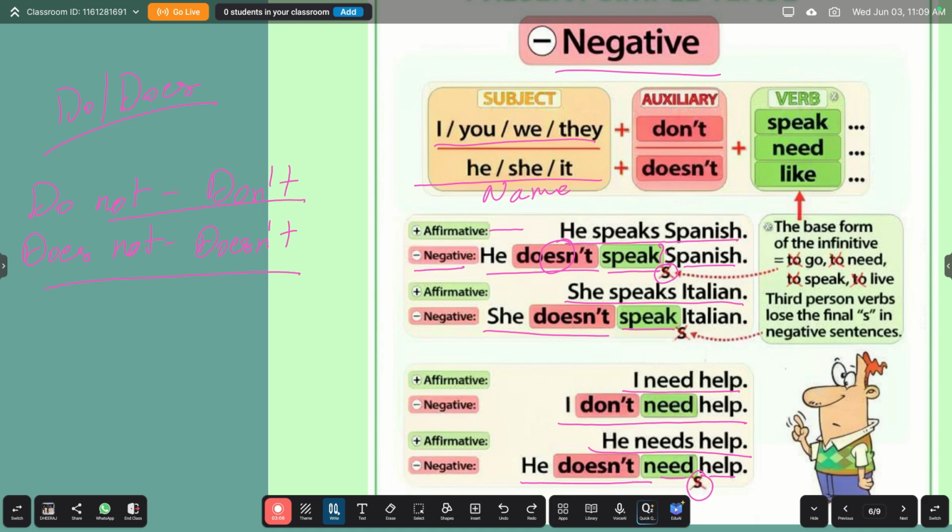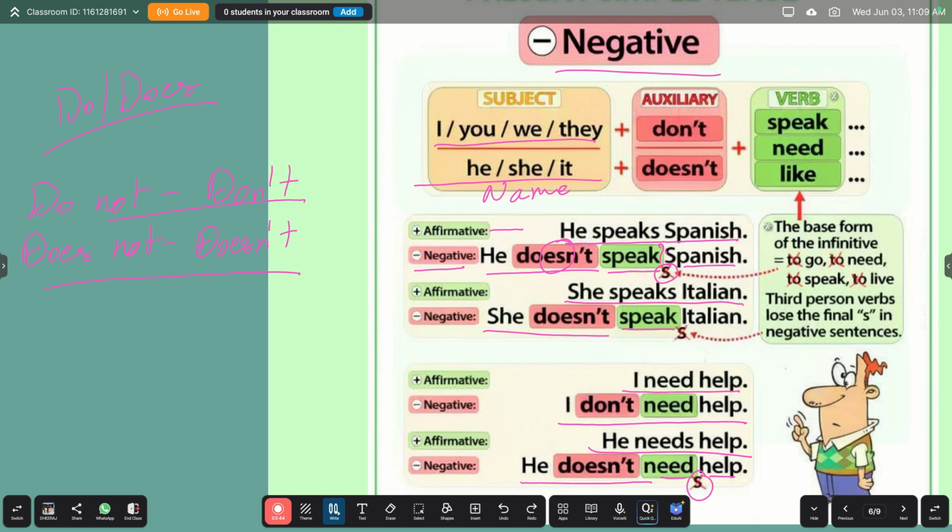Okay, so let's practice it. I speak Spanish. The positive way, but now we are talking about negative. So we'll say I don't speak Spanish. We don't speak Spanish. They don't speak Spanish. He doesn't speak Spanish. She doesn't speak Spanish. It doesn't speak Spanish. Mr. Singh doesn't speak Spanish. Okay, now random it. I don't speak Spanish. He doesn't speak Spanish. She doesn't speak Spanish. We don't speak Spanish. They don't speak Spanish. Mr. Singh doesn't speak Spanish.